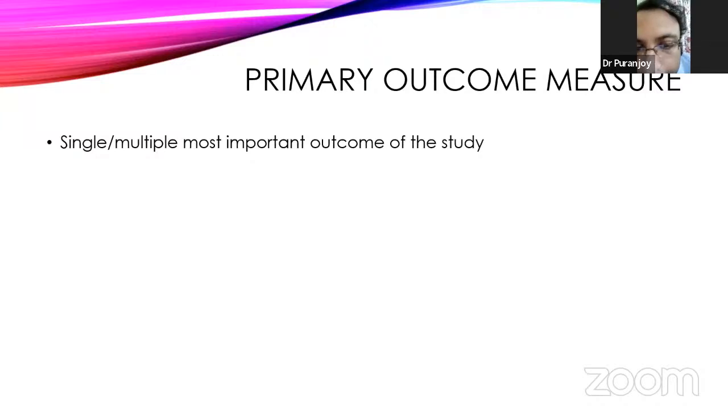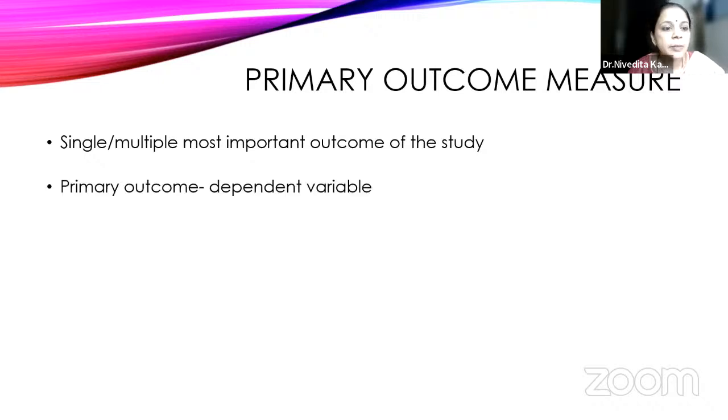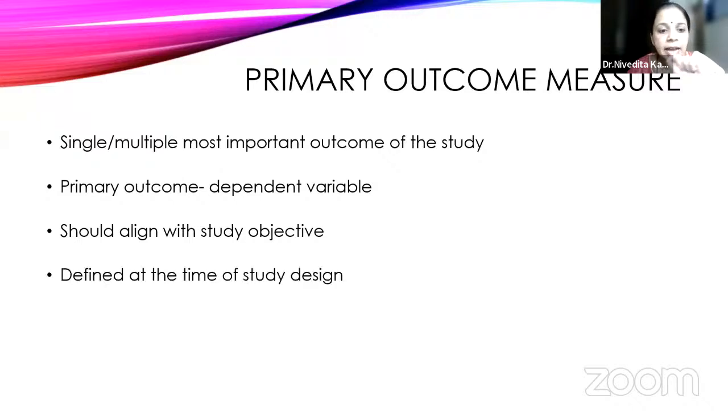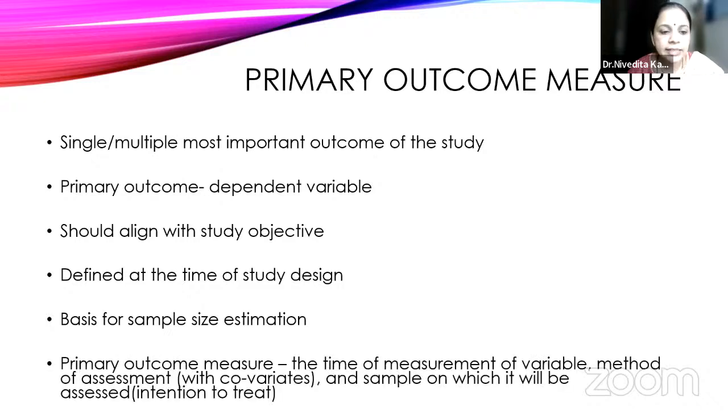So this could be a single or multiple most important outcome of the study. So what is it that you're doing the study for? The primary outcome in the analysis is the dependent variable. It should always align with the study objective. And as you mentioned, it should be defined at the time of the study design and not after the study has begun, or at the time of analysis, or sometimes even after the analysis has been done. And this is the basis for the sample size estimation. So you have to consider the primary outcome for calculating the sample size.